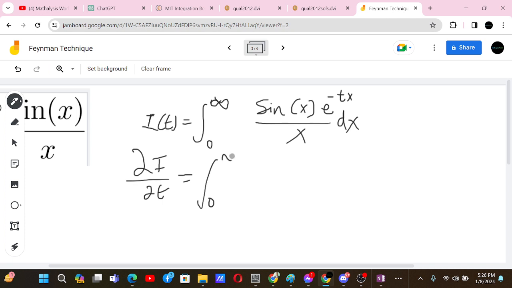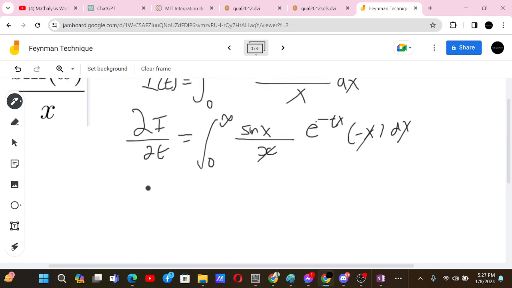we get all of these will be constant since we are differentiating with respect to t. Then we will have e to the power minus tx minus x dx. Now the x will cancel out. Okay, so this integral is just a standard integral of e to the power ax sine bx form, and we know how to integrate that.